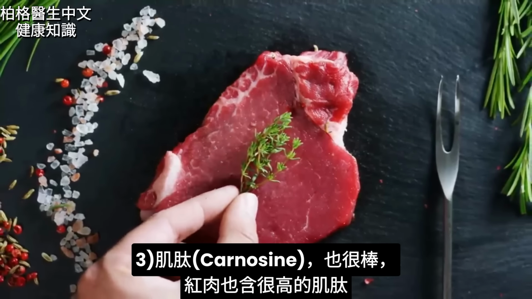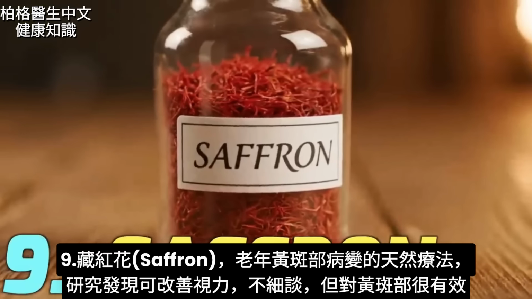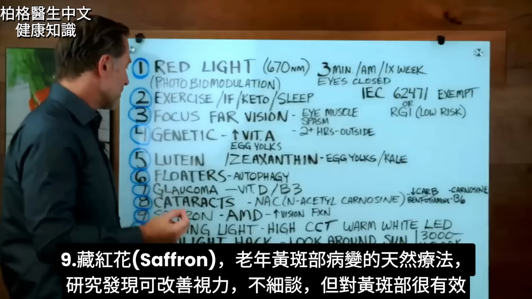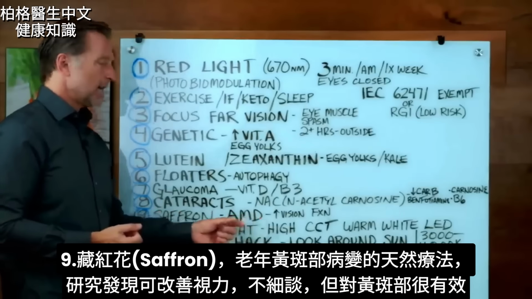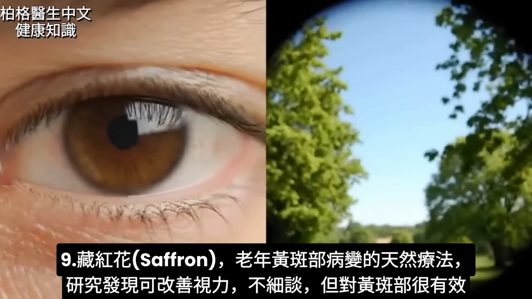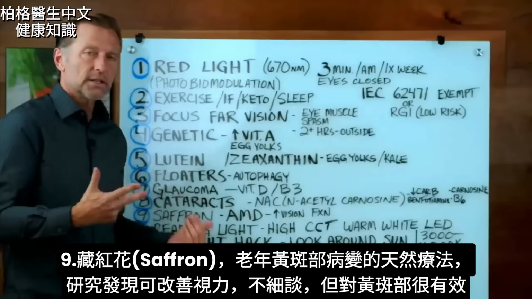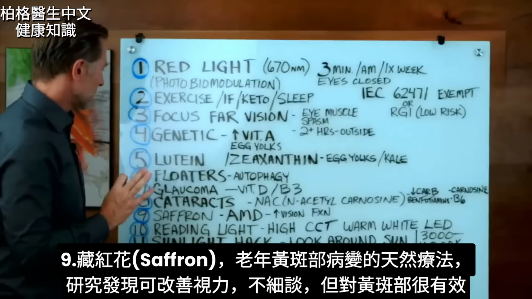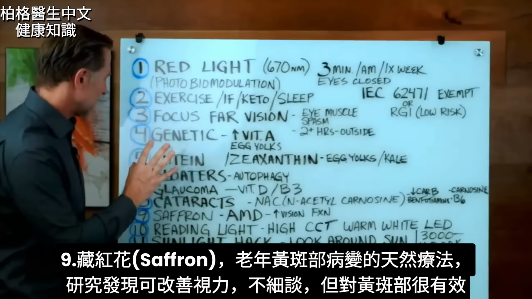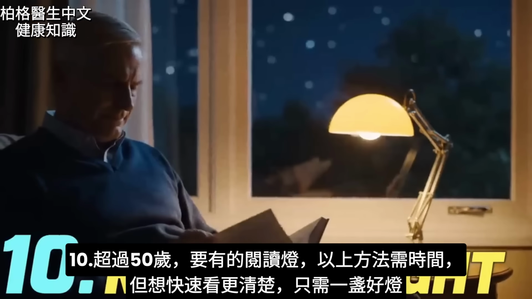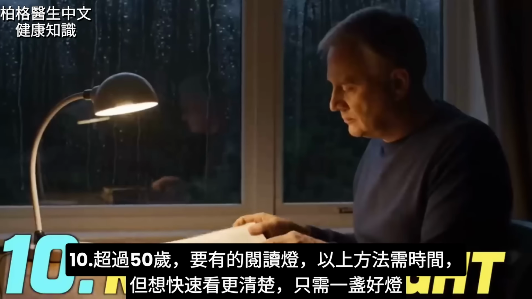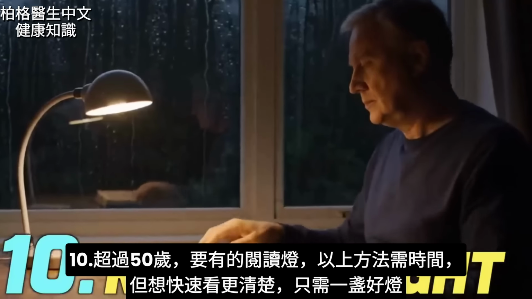It's loaded with carnosine. Saffron is a fantastic remedy for age-related macular degeneration. It has been found to improve vision. I don't want to go too far into the details, but it's another remedy that works really good for the macula.